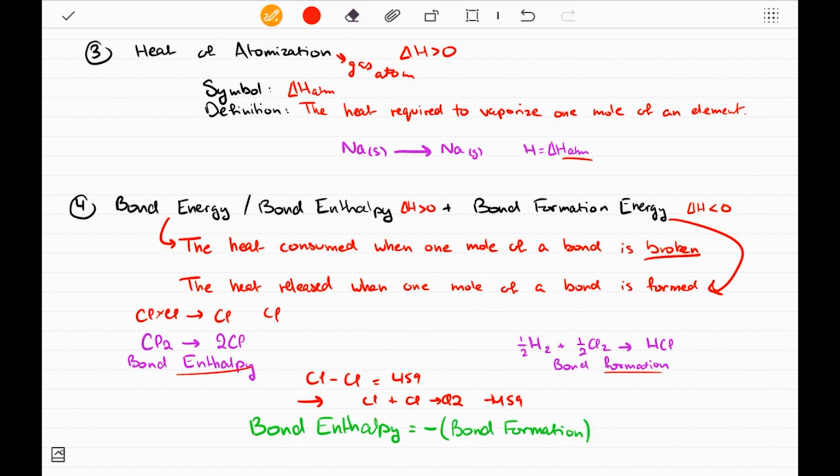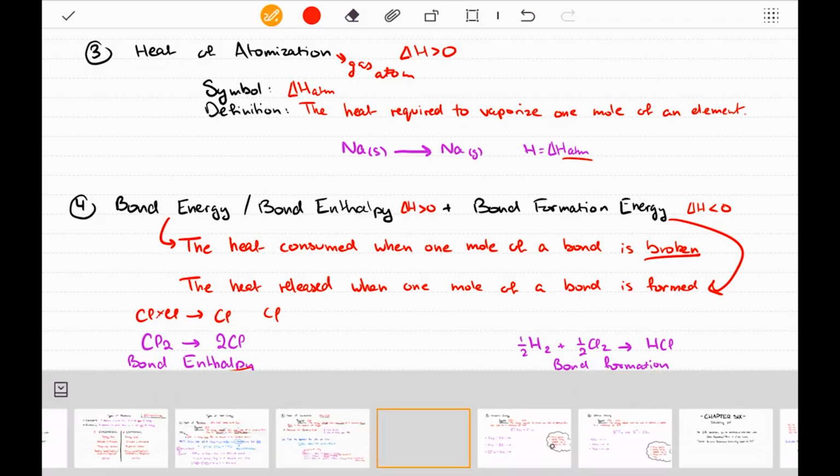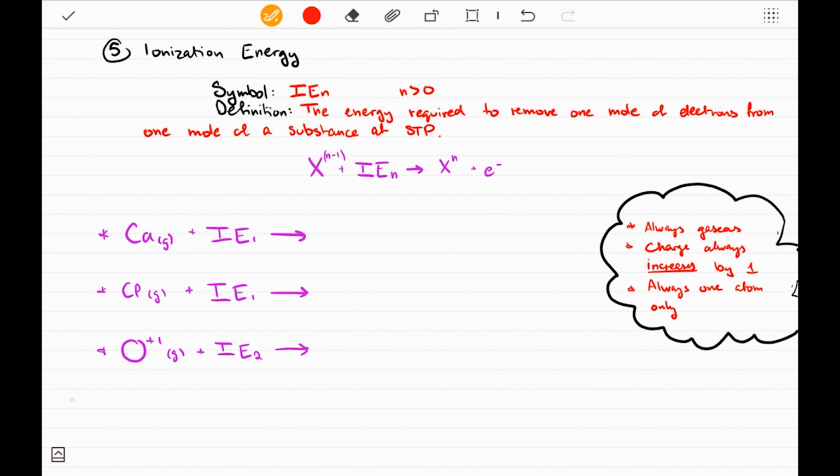The fifth thing I'm going to be talking about is ionization energy. Ionization energy appears much more in Chapter 7, so I won't be covering any trends or anything here. I'm just going to be going over the definition and what the formula looks like. Ionization energy, which we represent by IE subscript n, where n is greater than 0, is the energy required to remove 1 mole of electrons from 1 mole of a substance at STP.